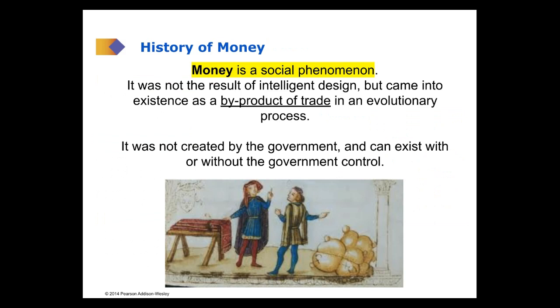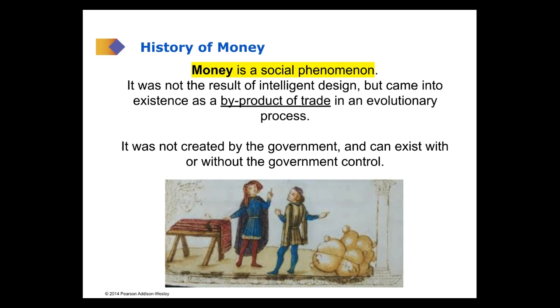Now, the history of money is a very interesting one. Today the money is printed and managed by the government, but this really wasn't always the case. And in fact, if we look at the history of money, we see that money is a social phenomenon. It wasn't really designed or created by anybody, but really came about as a byproduct of trade. And it went through an evolutionary process like many social phenomena.